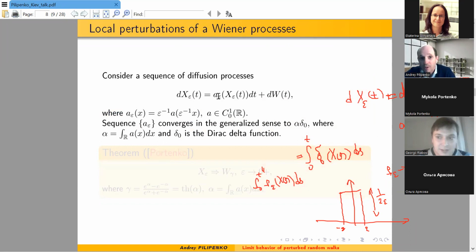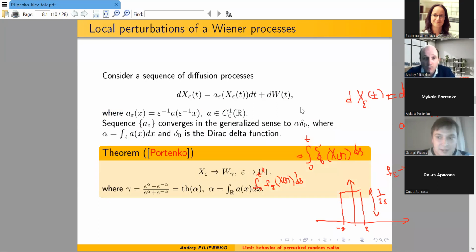So consider the function f epsilon in the following form. Then in the generalized sense, this sequence converges to alpha times the delta function. And it was proved by Pilipenko that the sequence x epsilon converges in distribution to a skew Brownian motion, but not with the parameter alpha, but with another parameter gamma, which is the hyperbolic tangent of alpha. And we see that when you prove limit theorems where the limit is a skew Brownian motion, you have to be very careful. And sometimes the intuition does not work.